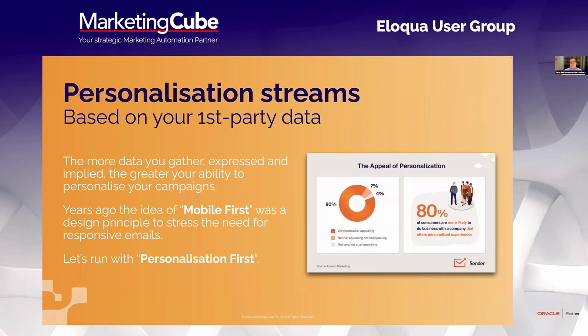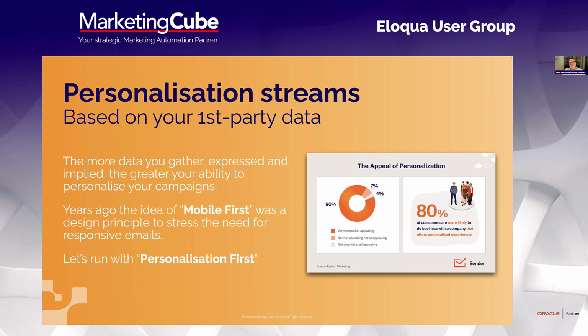Now, we know that the appeal of personalization for marketers is pretty high. You can see here, from a report by Epsilon Marketing and Sender Score, that those who find it very or somewhat appealing come to 90%. So most marketers get that this is something they want to do: personalize their communications. On the flip side, 80% of consumers are more likely to do business with a company that offers personalized experiences. In some cases, those customers may not even know they're getting personalized experiences, but what they experience is messaging and content that resonates with them and feels like the right message. That's you delivering more personalized content based on information they've shared with you and profile data that you know about them.